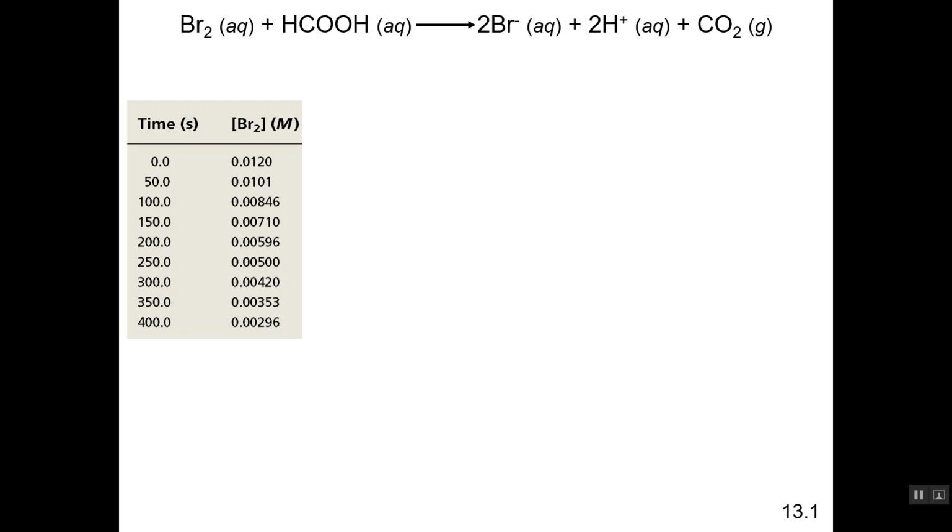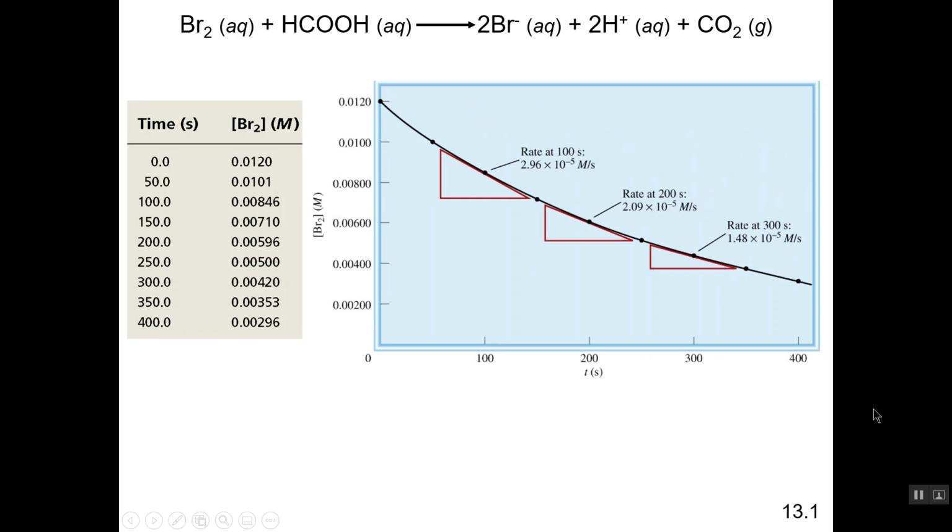So we can actually collect data, because once we know what the absorption is, and we know that the absorption is proportional to the concentration of bromine, then we can basically do a record of the concentration of bromine and the corresponding time intervals, right? So at 0, the concentration was 0.0120, and then at 50 seconds, it decreases to 0.0101, and so on and so forth. And therefore, we can plot a graph, right?